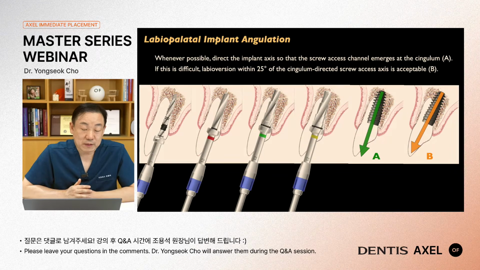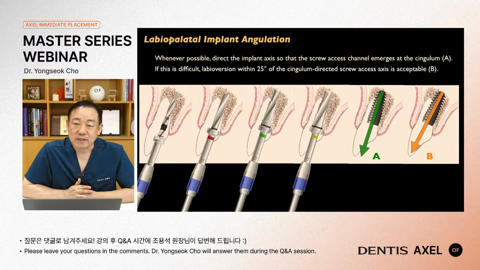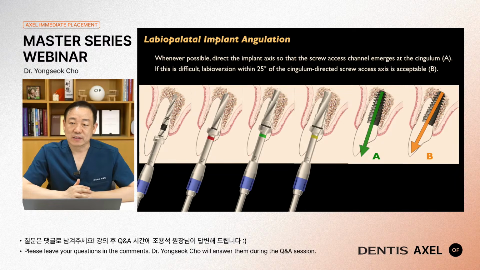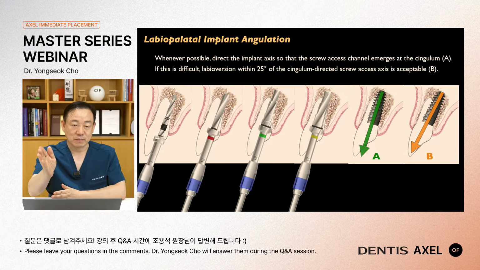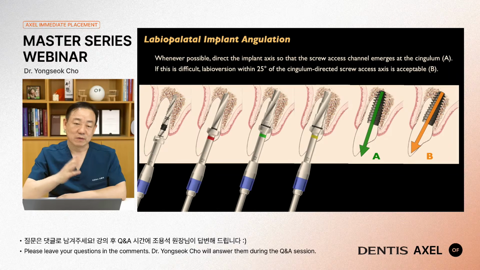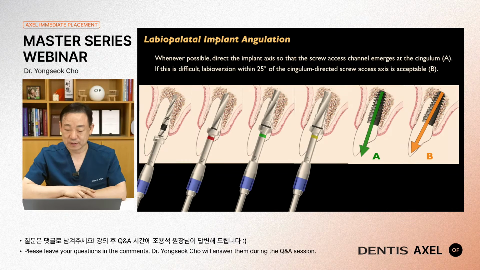Whenever possible, direct the implant axis so that the screw access channel emerges at the cingulum. If this is difficult, with labial version within 25 degrees, the cingulum-directed screw access axis is acceptable. Okay, ideally try to place the implant like the A picture. When it is difficult, follow the axis like B.